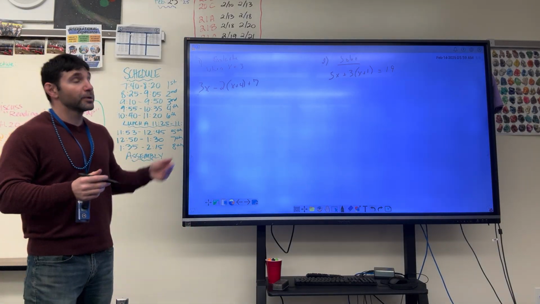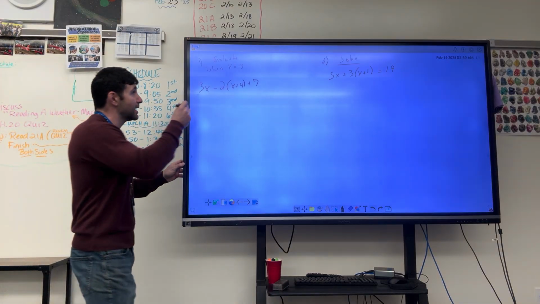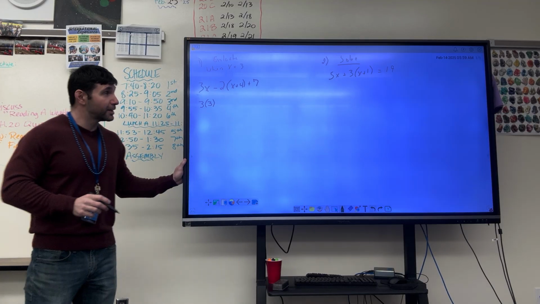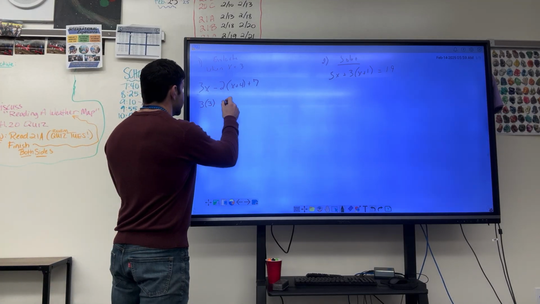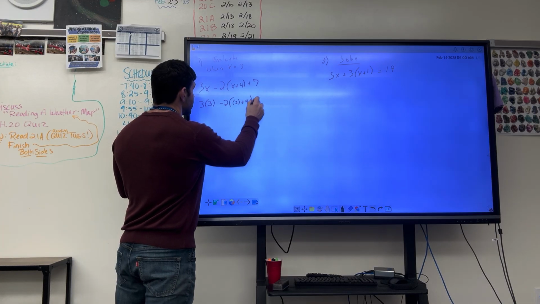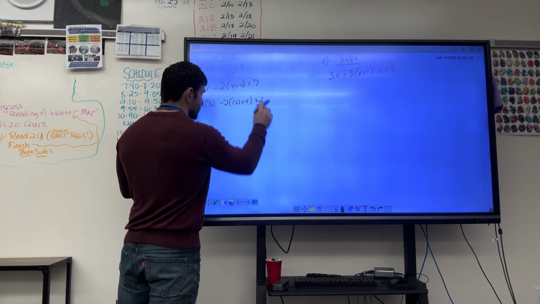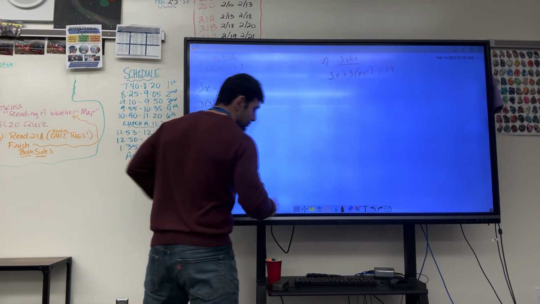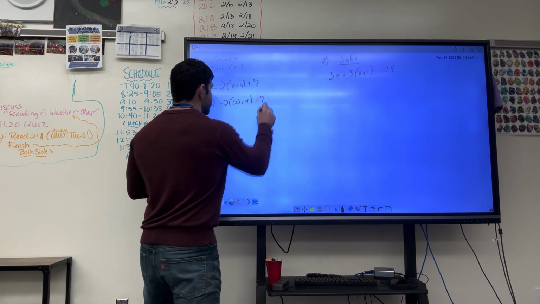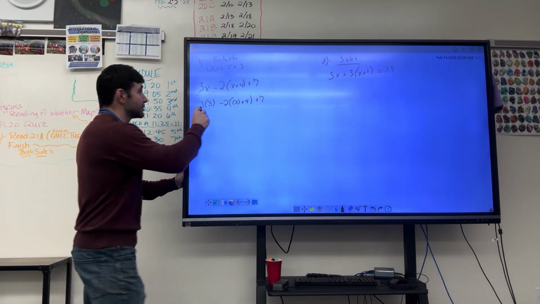When we are evaluating, we are usually substituting in. Everywhere that there's an x, I am substituting in that 3. Notice how I put it in parentheses. -2 times a 3 plus 4 plus 7. Okay? So now, I do my multiplication.